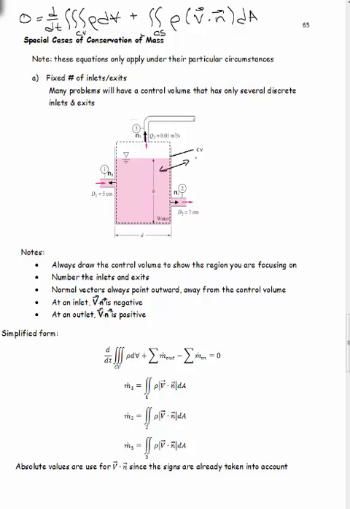So for instance, in this problem, we have one inlet here at 3, and we have another inlet here at 1, and then we have one exit at 2. Right here in the middle, we don't have mass going in or out. So just fixed spots in our control volume, or on the edges of our control volume, where we have fluid going in or out.